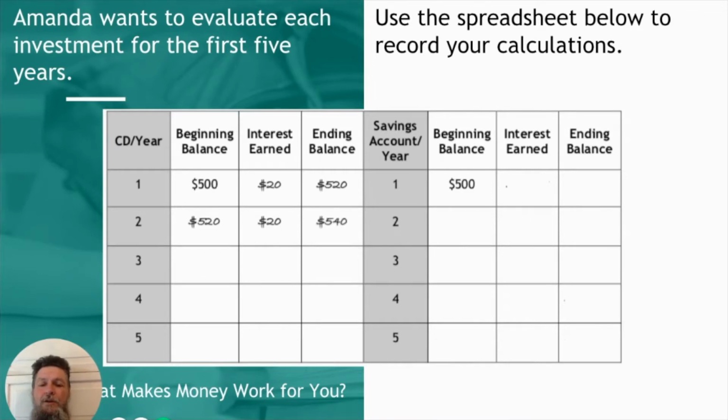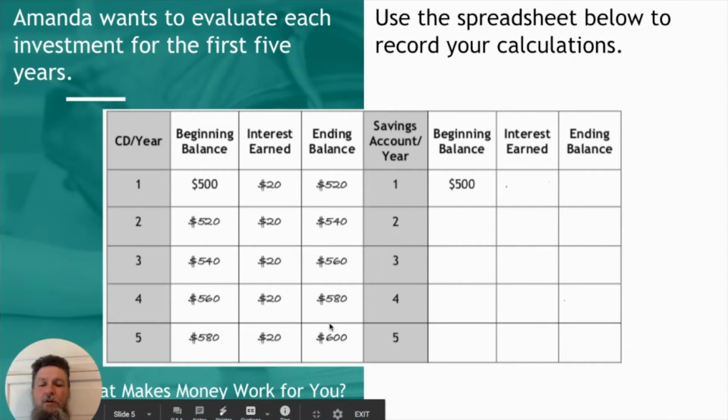So after 2 years, she has $540. After 3 years, she gets another $20, $560. 4 years, another $20, $580. Finally, after 5 years, she has $600. It looks like the difference every time is $20. That kind of takes a very specific pathway. I think we're all accustomed to what that's called.